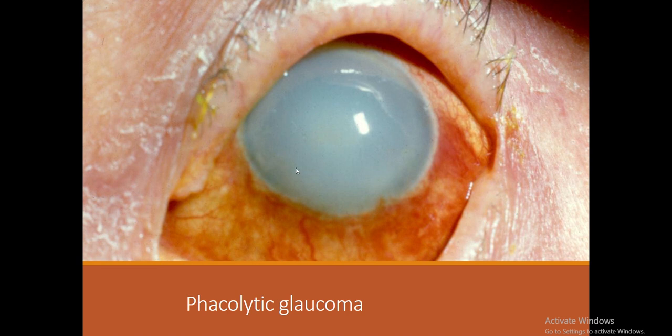Whereas in phacomorphic glaucoma, you need to assess how long the angle has been closed, and if it is closed for more than 180 degrees, you may have to do a trabeculectomy along with the cataract extraction, which is called combined surgery with the intraocular lens placement.